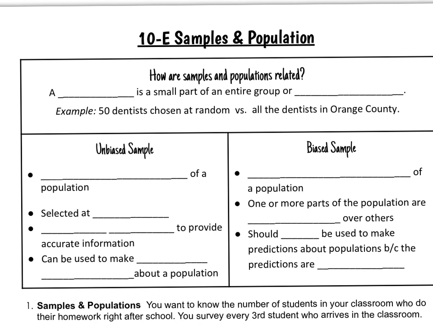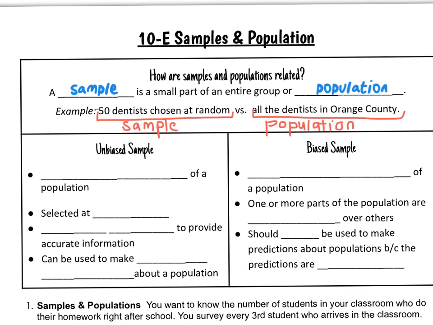Okay, so let's go ahead and start in the first box here. The first box says, how are samples and populations related? So a sample is a small part of an entire group or population. Let me give you an example. So for example, we have 50 dentists chosen at random versus all the dentists in Orange County. The sample would be the 50 dentists chosen at random because it is a small part. And the population would be all the dentists in Orange County because that's the entire group.